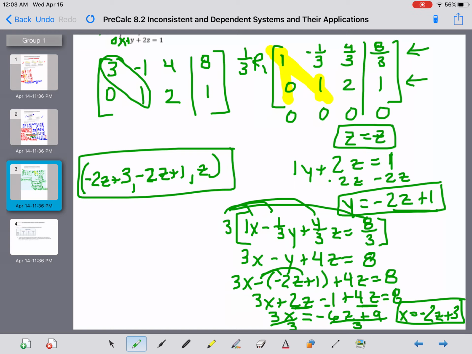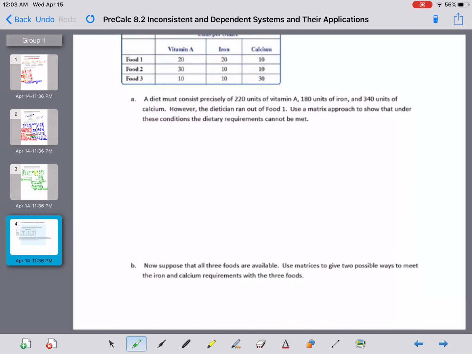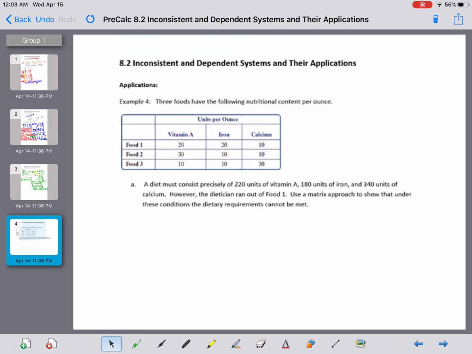All right, one last page, and it's a doozy. Let's try this story problem here. All right, so this is our applications. This is where we really use systems, is when we put them into real life and these story problems, good, bad, or indifferent. That's where they're most useful at. All right, we have 3 foods that have the following nutritional content per ounce. Food 1, food 2, food 3, and we have vitamin A, iron, and calcium that we are looking at.